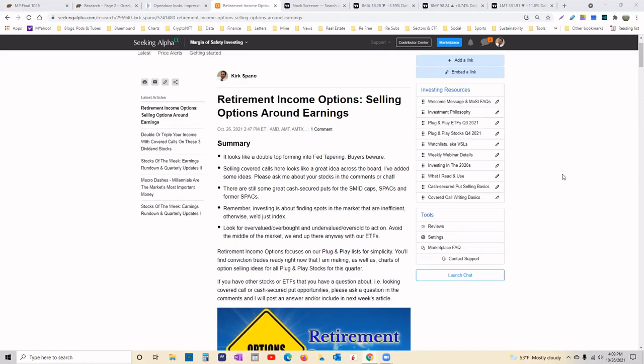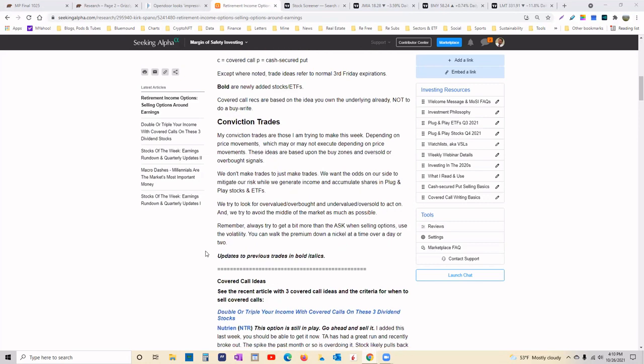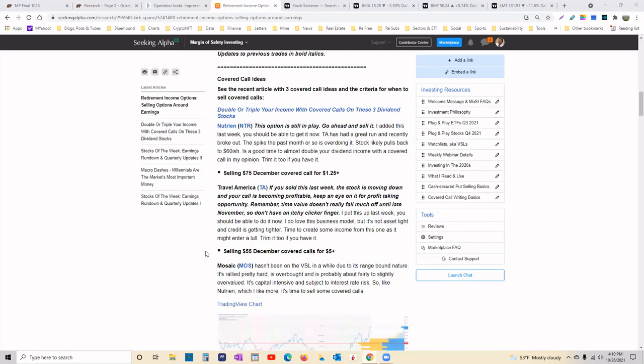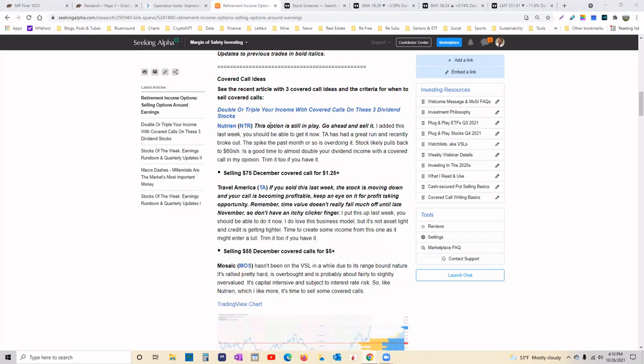So I wrote a pretty expansive retirement income options last night and this morning. Put it out there. I added some covered call ideas because I think that's probably the best thing you can do on a lot of positions right now that have appreciated. I repeated the Nutrien call. It's still in play from last week.